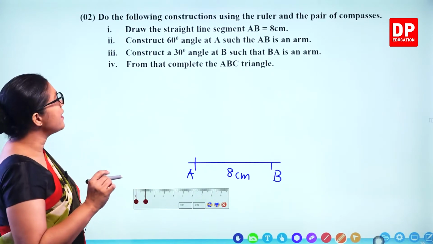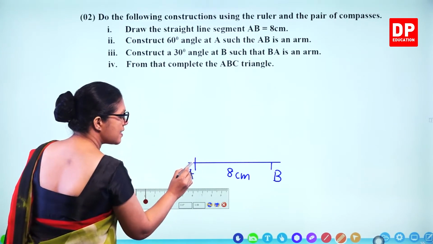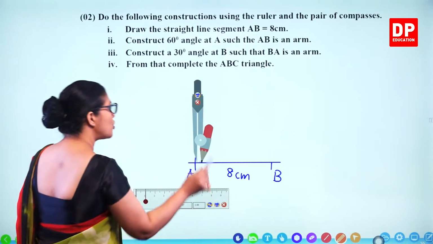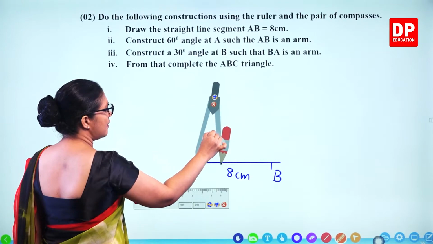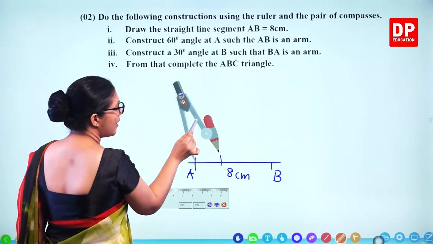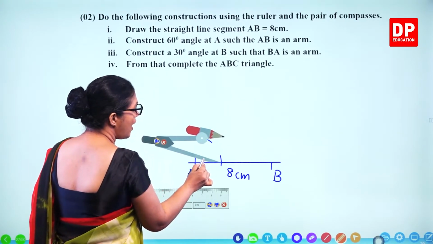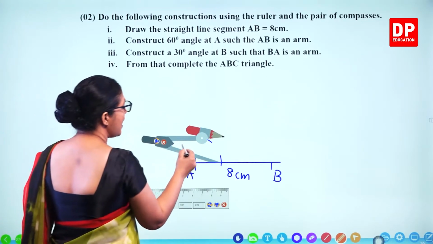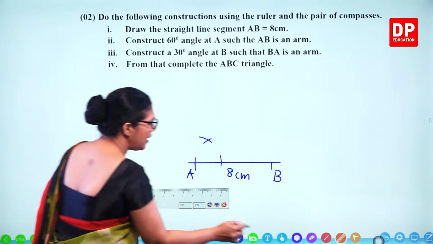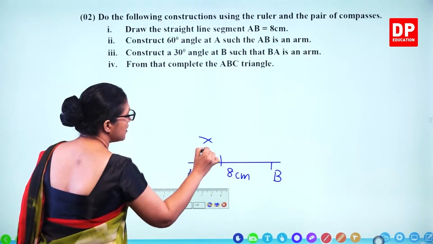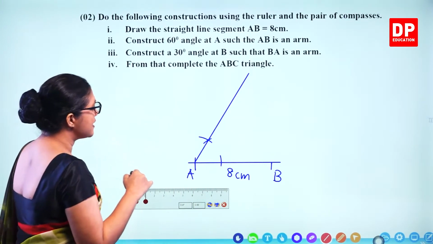Then construct 60-degree angle at A such that AB is an arm. So, we have to draw 60-degree angle to this point. So, what you do? You take any length and you can draw an arc here, an arc in the middle. So, this is equilateral triangle. So, all sides are the same. So, don't change the length. You take the same length. Then we connect the intersecting point and this point A. That's 60 degrees.